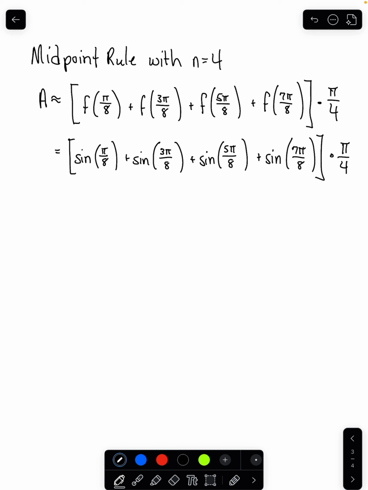And what we can realize here is that pi over 8 and 7 pi over 8 are actually symmetric to each other in the sense that they have the same y-coordinate. And since sine is the y-coordinate, an important thing to note here is that sine of pi over 8 is actually going to be equal to sine of 7 pi over 8. Likewise, 3 pi over 8 and 5 pi over 8 are symmetric in that they have the same y value.